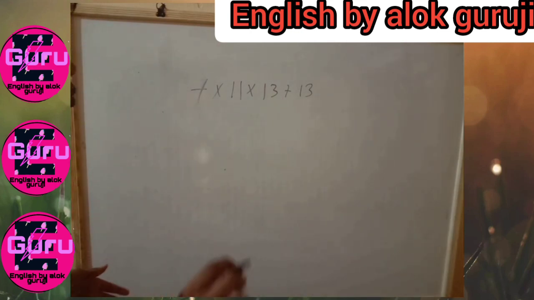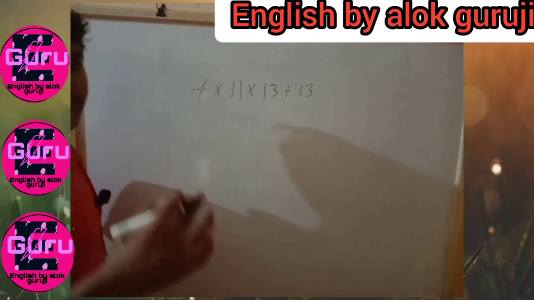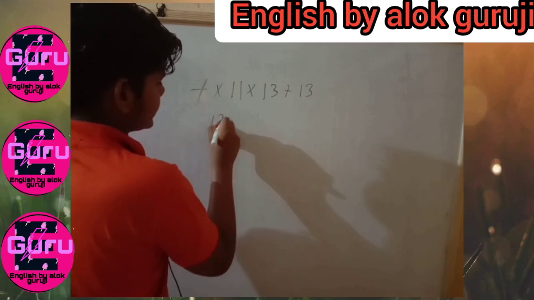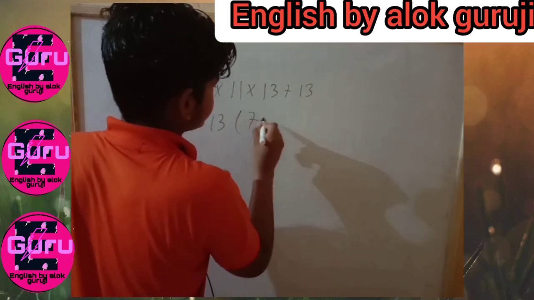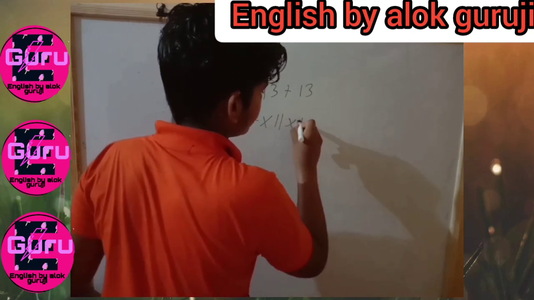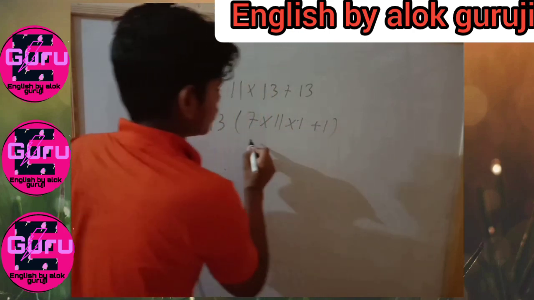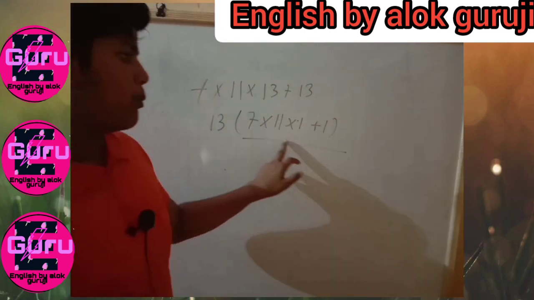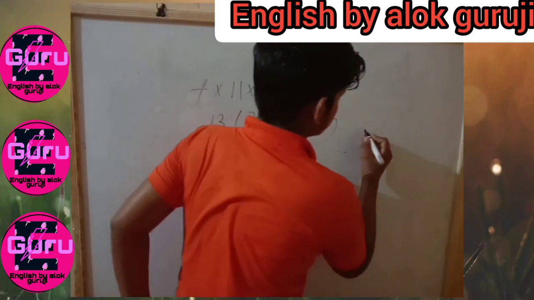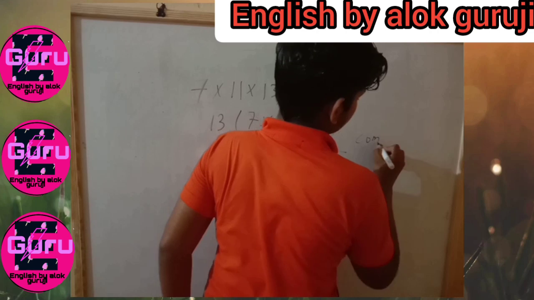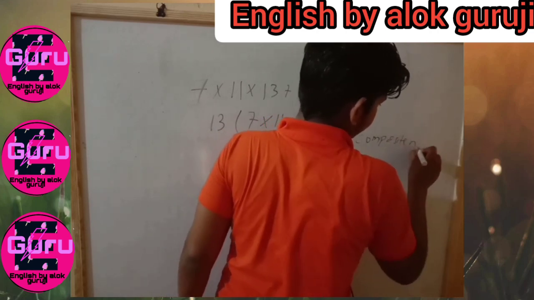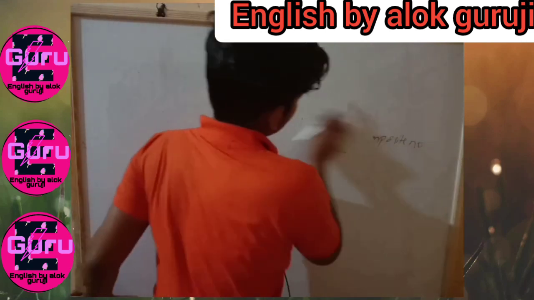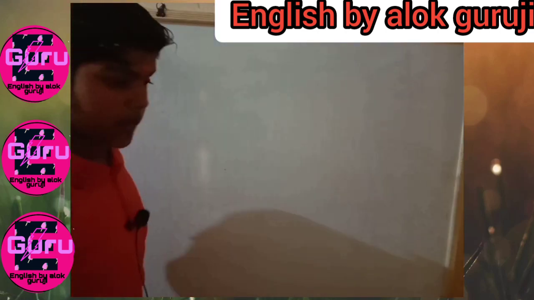Now see what we have to do. We can take 13 as a common factor. If we take 13 as a common factor, then in the bracket 7 into 11 into 1 plus 1. So 13 itself is a factor and it has more factors. So it's proved that it is a composite number. Now we see the next question in the same part. You can also calculate that question. If you have any problem, then comment.